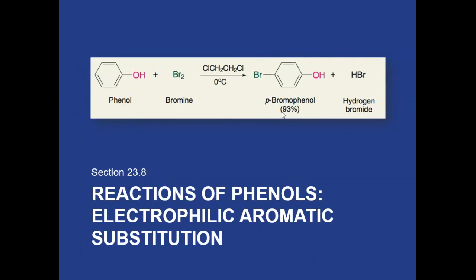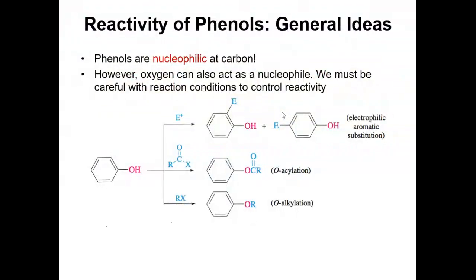Let's first talk about focusing on the aromatic ring of the phenol. That's a kind of reaction we learned in chapter 13, but now we are looking at it in great detail on phenols alone. Phenols are nucleophilic at carbons because we have pi electrons on the ring. Pi electrons are nucleophilic. Especially in phenols, the pi electron density is enhanced because the oxygen lone pair can be donated to the ring.